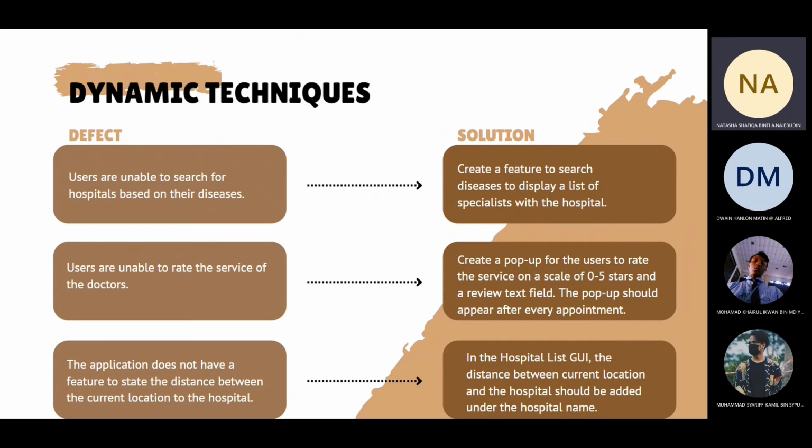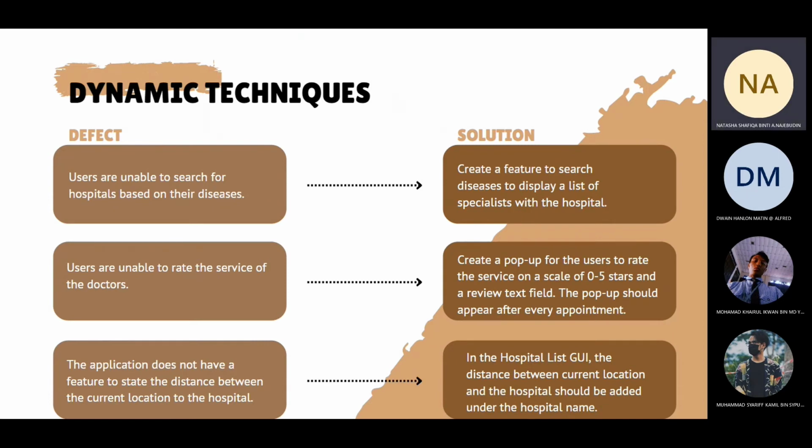For the next defect, users are unable to rate the service of the doctors. So the solution for that is to create a pop-up for the users to rate the service on a scale of 0 to 5 stars and a review text field. The pop-up should appear after every appointment, which means that after every appointment, a pop-up will come up that shows whether to rate the doctors and also write down the comments needed.